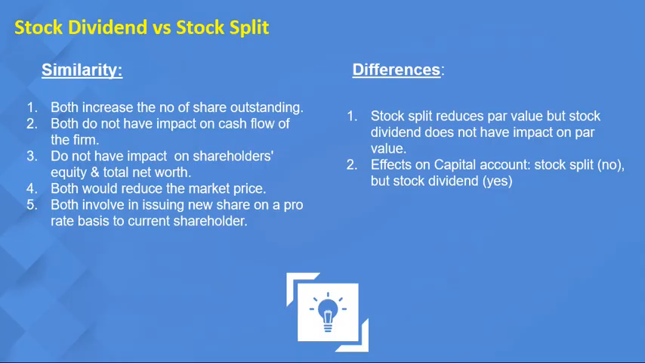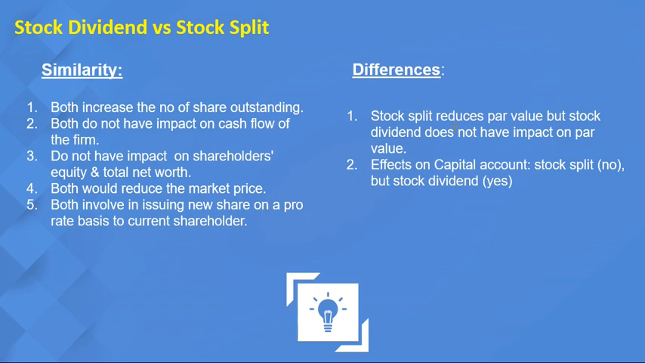This presentation will end with the comparison between stock dividend and stock split. These are the similarities of the two, and these are the differences. Similarity between stock dividend and stock split: both increase the number of shares outstanding, both do not have impact on cash flow of the firm, both do not have impact on shareholders' equity and net worth, both would reduce the market price, and both involve issuing new shares on a pro-rata basis to current shareholders.